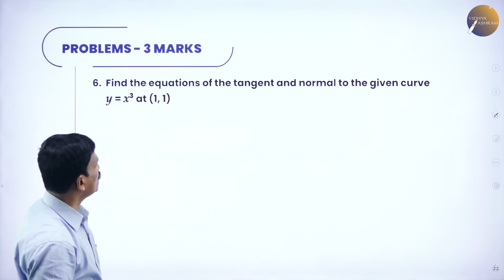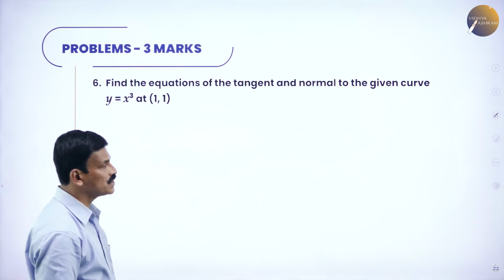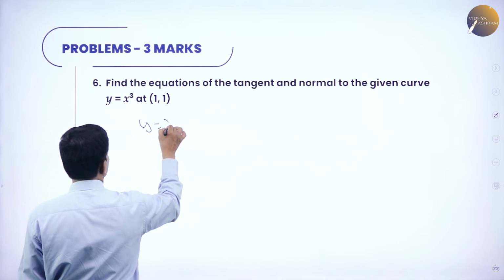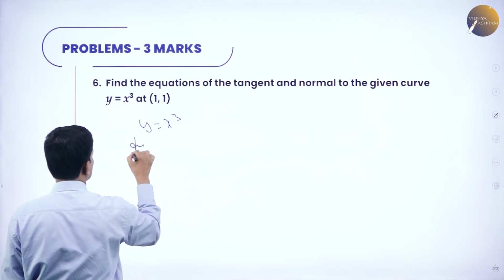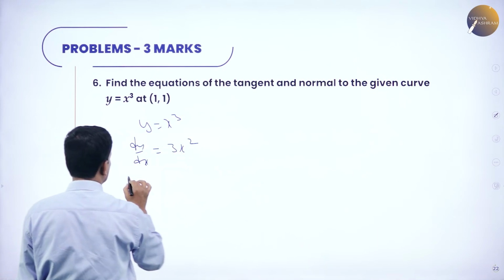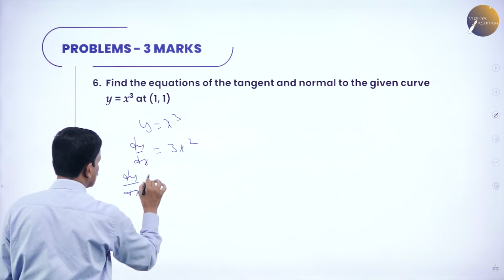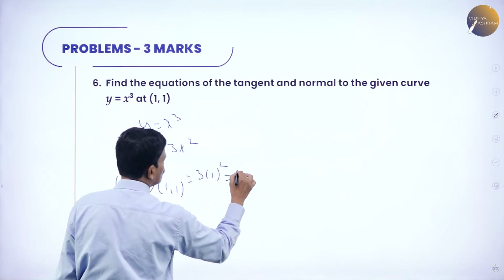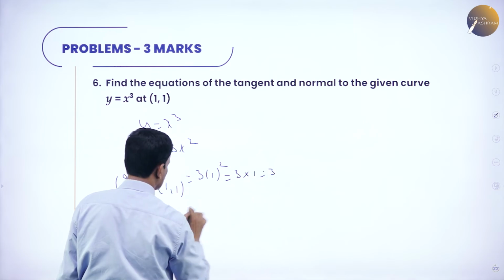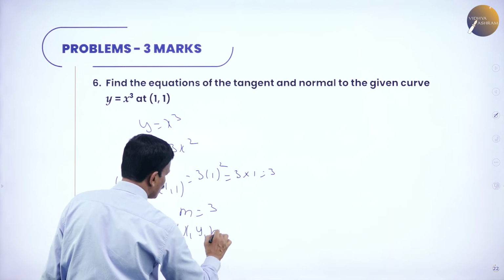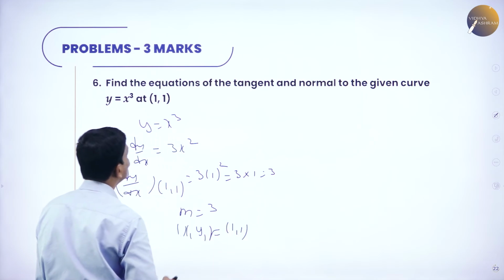Find the equation of tangent and normal to the given curve y is equal to x cube at (1, 1). Now what is given? y is equal to x cube. Differentiate it. dy by dx is equal to differentiation of x cube is 3x square. dy by dx at the point (1, 1): 3 into 1 square is 3 into 1 is equal to 3. So m is equal to 3 and the point (x1, y1) is equal to (1, 1).